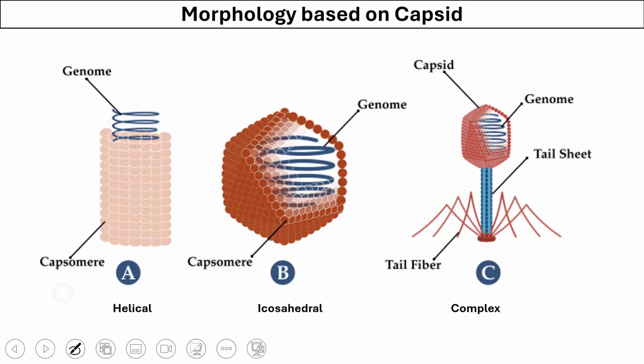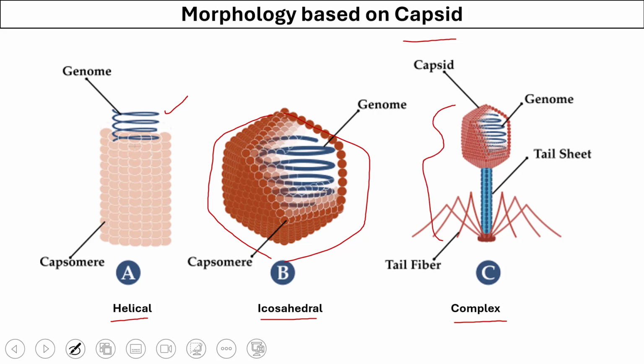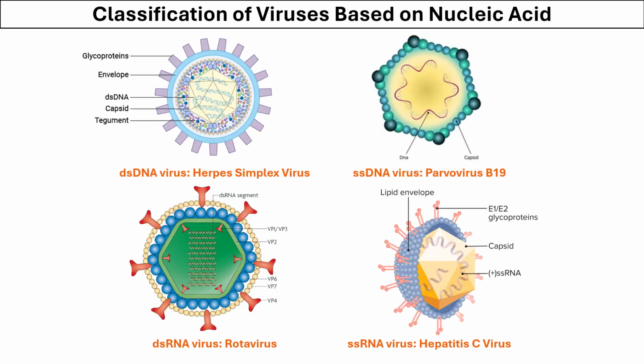Based on the shape of this protein layer, the capsid, viruses can have different morphology. They can be spiral, like here. They can be icosahedral, like here, or they can have a complex structure like we see in the case of a bacteriophage. Viruses can also be classified based on the kind of nucleic acid they have. They can have a double-stranded DNA or a single-stranded DNA, a double-stranded RNA or a single-stranded RNA.